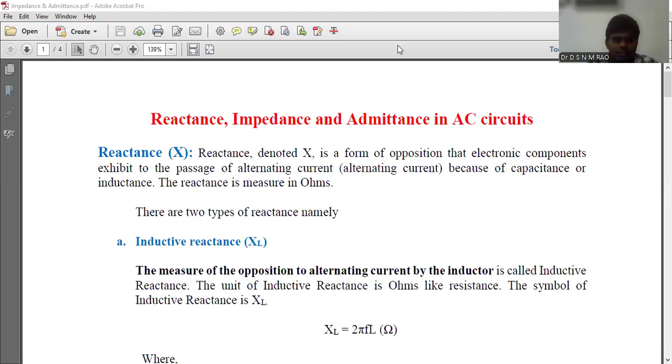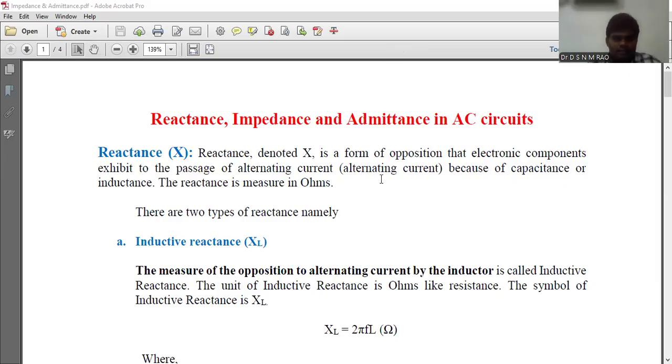Dear students, in this lecture, we are going to discuss what reactance and impedance are, what the types of reactances are, as well as admittance. Admittance is the combination of conductance and susceptance. These parameters we are going to study in this lecture.